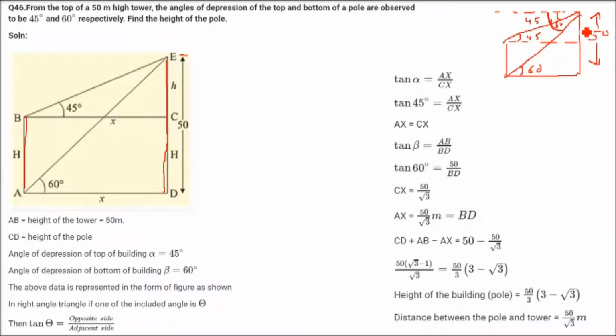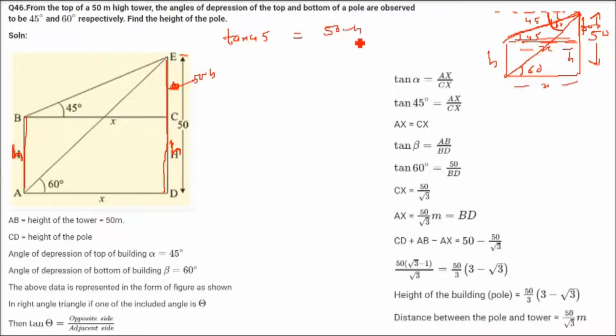So let us assume this to be say h. So if this is h, this will also be h, and this will be 50 minus h. Because we have assumed it to be say small h, and this will also be small h. I'm taking this as 50 minus h. Now first we'll take this triangle. So tan 45 will be perpendicular by base. 50 minus h by, say, let us take it as x.